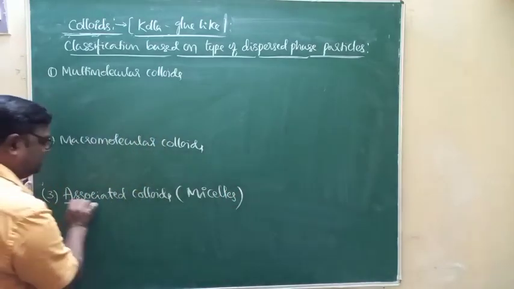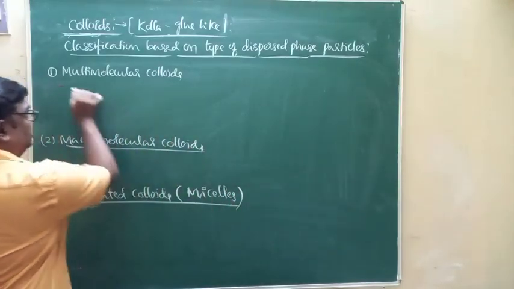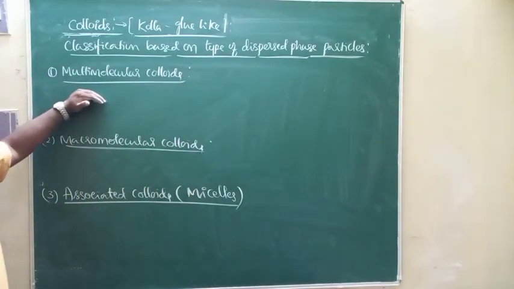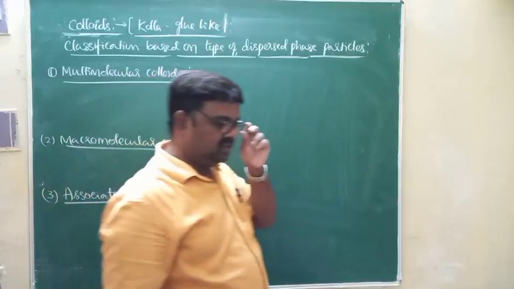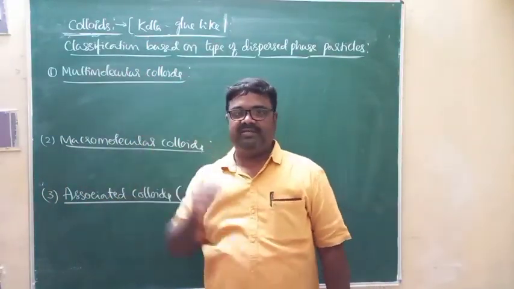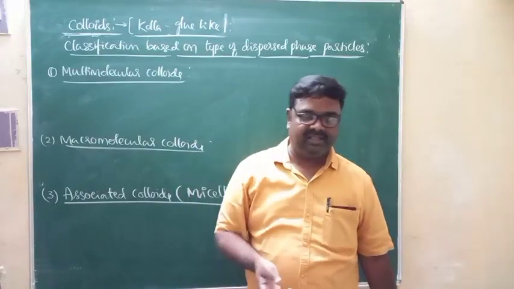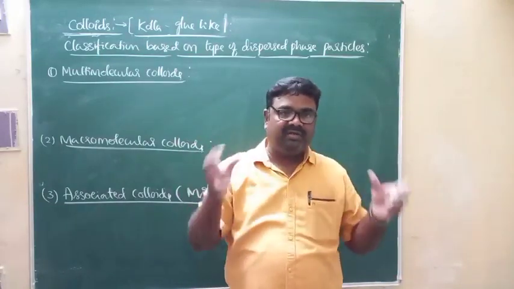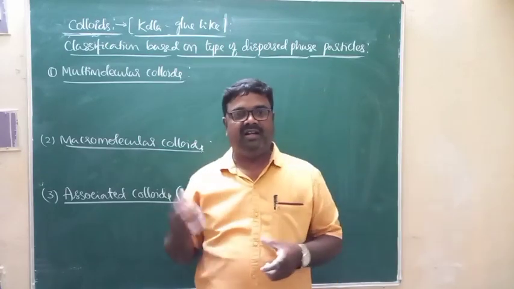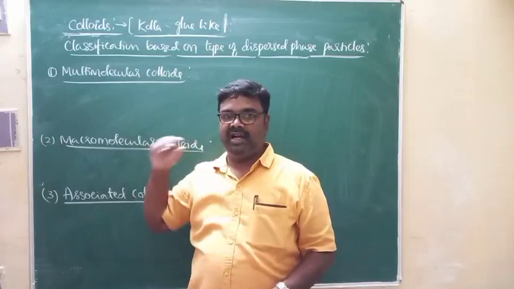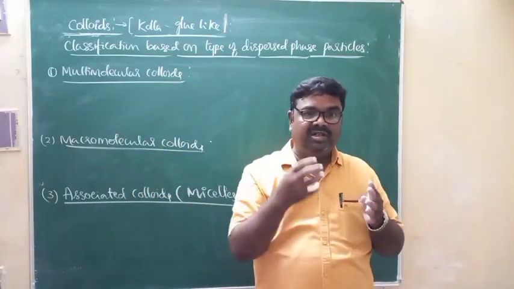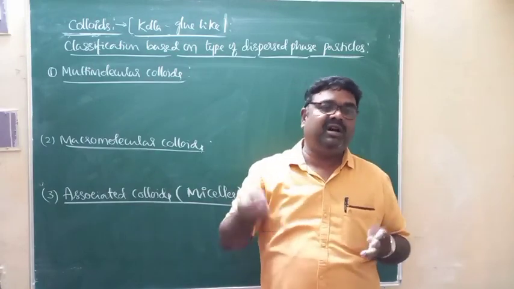So this is what we call the 3 types of colloidal systems: multimolecular colloids, macromolecular colloids, and associated colloids. So what are these multimolecular colloids? Look at the term itself: multimolecular colloids. Many molecules of substances will undergo aggregation to form a colloidal particle. Here the colloidal particle is formed by aggregation of a large number of simple molecules or atoms.